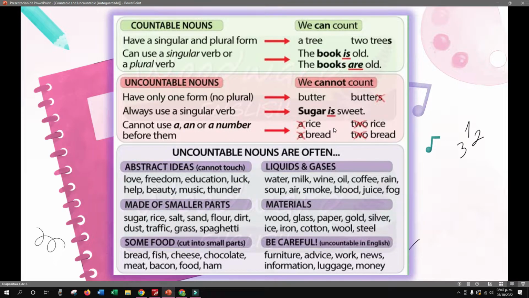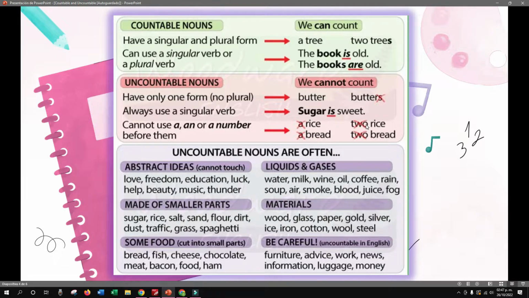Luego tenemos bread. You cannot say a bread, un pan. No, ahí estamos hablando de todo el pan en general, ¿verdad? You can say a slice of bread, right? A no ser que estén hablando de un pan completo, una torta, por ejemplo, y se puede decir a bread, right? But that is different in our case, that we buy a bread, un pan francés, but that's different in Spanish. But in English, you cannot say a bread.